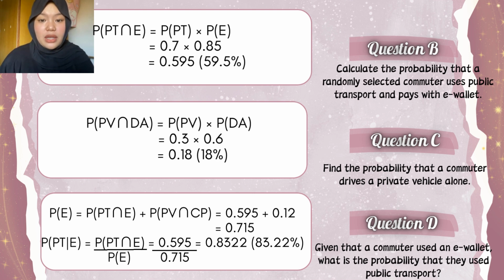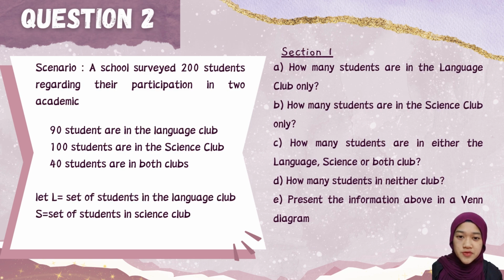To answer question D, we need to find probability of e-wallet first, which is probability public transport intersections e-wallet plus probability private vehicles intersections carpool equals to 0.595 plus 0.12, and the answer is 0.715. Then we can calculate probability public transport given e-wallet, which is 0.595 divided by 0.715 equals to 0.8322 or 83.22%.